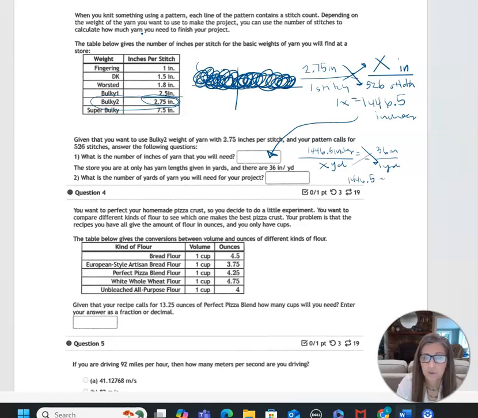1446.5 equals 36x. Divide both sides by 36. Again, if it is a one-step conversion, you can use a proportion. And I'm getting 40.18 yards. Now, it says, what is the number of yards you will need? I'm not sure if they want that as a decimal, 40.18, or if they want you to round. You would actually have to round up and get 42 yards of fabric.